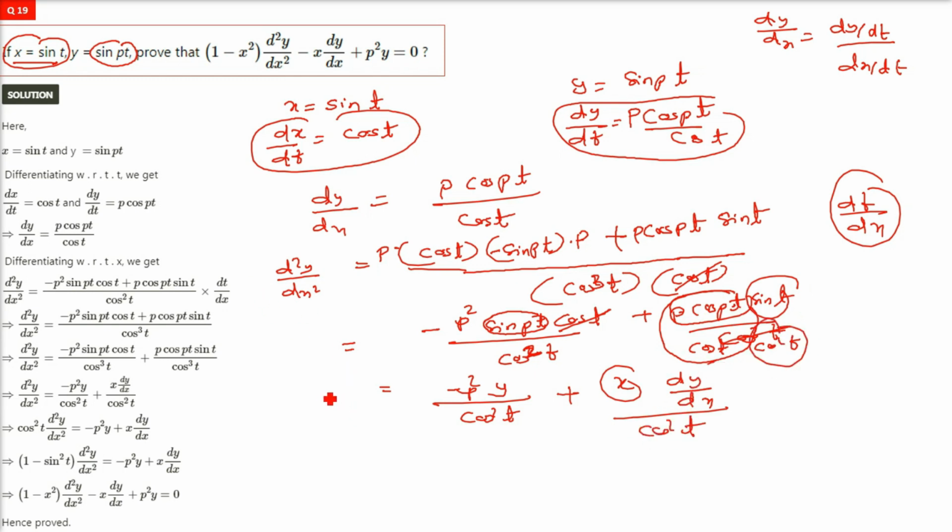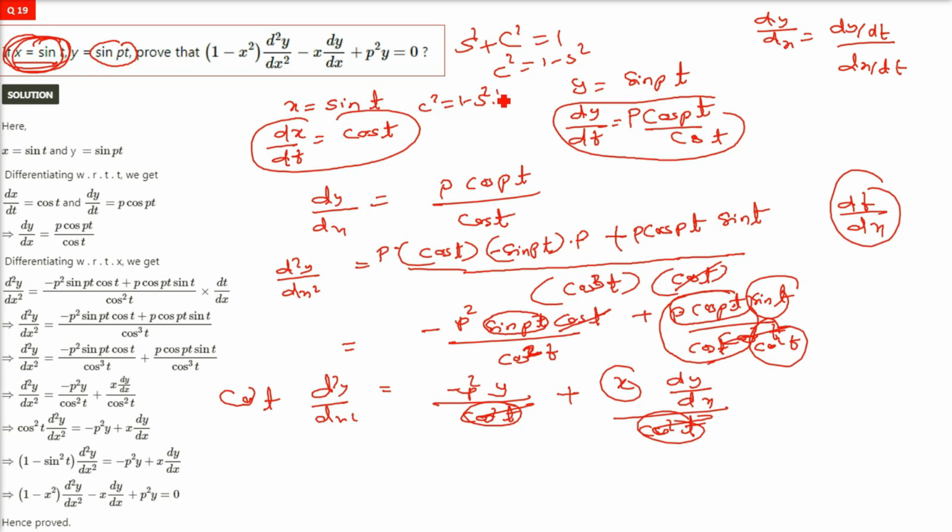Now we have d2y by dx2. So cos square t you have to take on the left hand side. But we cannot have t; we have to get rid of t. So what is cos square t? Sin square theta plus cos square theta is 1, so cos square theta will be 1 minus sin square theta. So cos square t is 1 minus sin square t. Sin t is nothing but x, so it is 1 minus x square essentially.